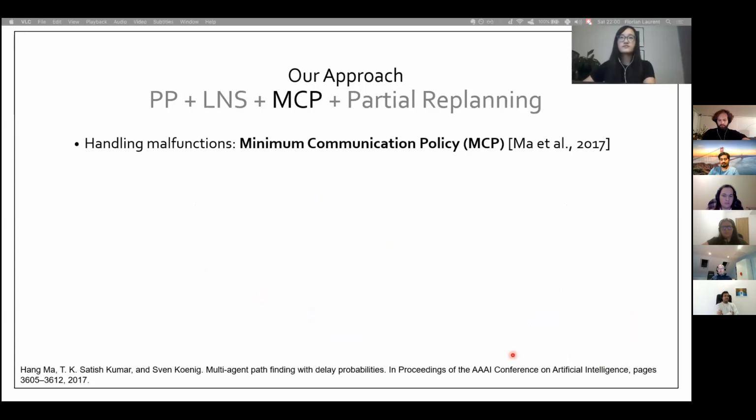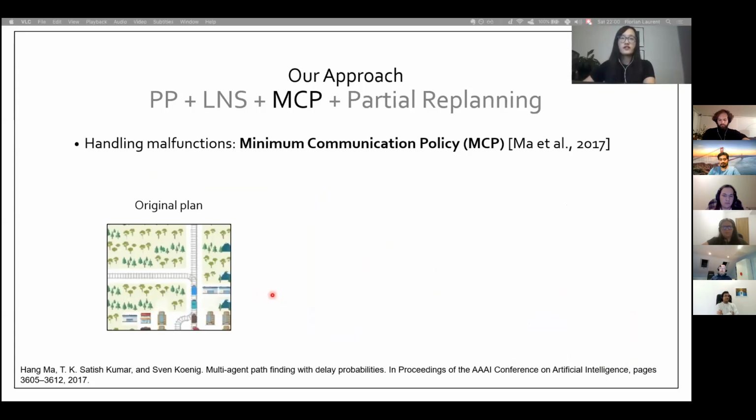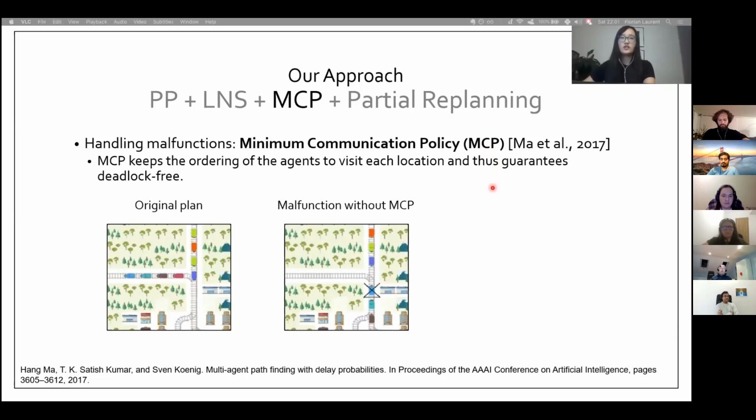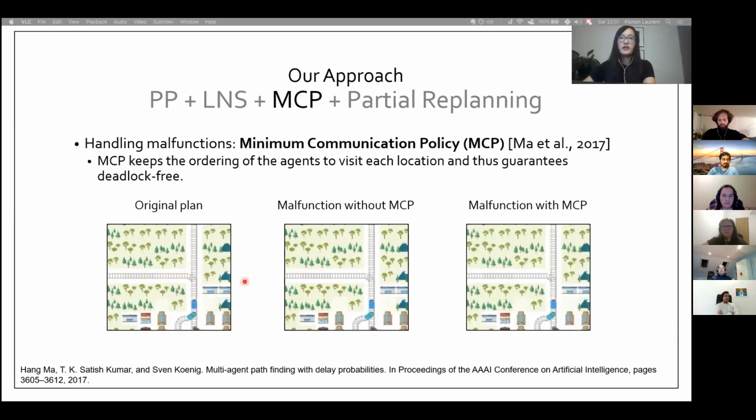During execution, agents may encounter malfunctions. For example, this is an original plan. But if the light blue agent is delayed by the malfunction, then we will have this deadlock. We therefore use MCP to address this issue. MCP keeps the ordering of the agents to visit each location and thus guarantees deadlock free. For example, if we keep the ordering of the agents to visit this intersection, then when the light blue agent is delayed by malfunction, MCP will also delay the dark blue agent, and deadlock is addressed.